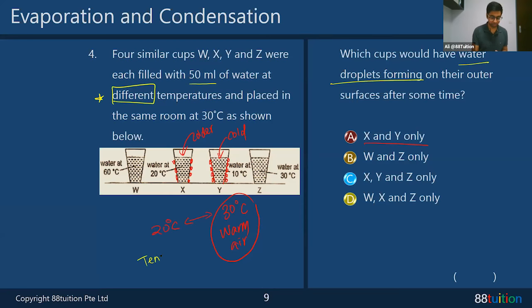Is there a temperature difference? If there is a temperature difference, then warm air will condense after it meets a cold surface, similar to the previous question. So answer is X and Y only. Am I right? Okay.